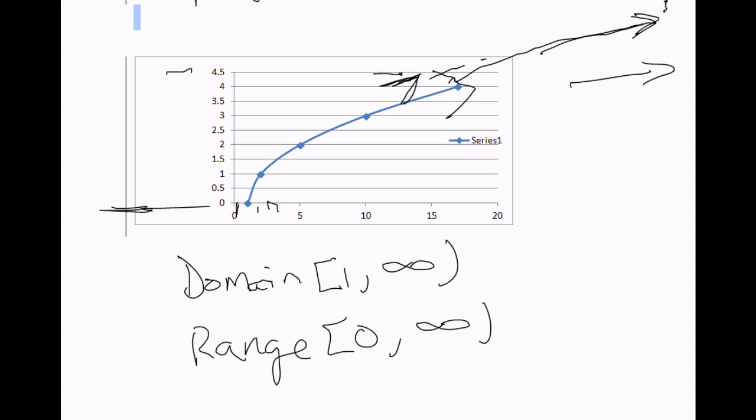This is how you determine the domain and range of different functions. I hope this video helped.